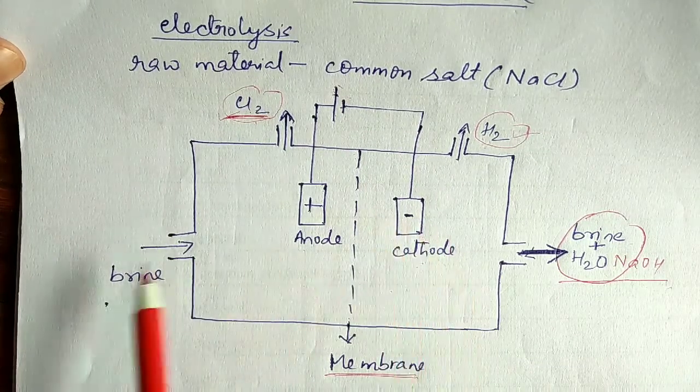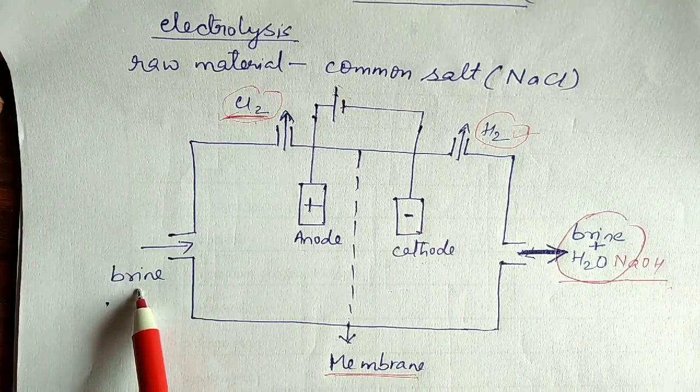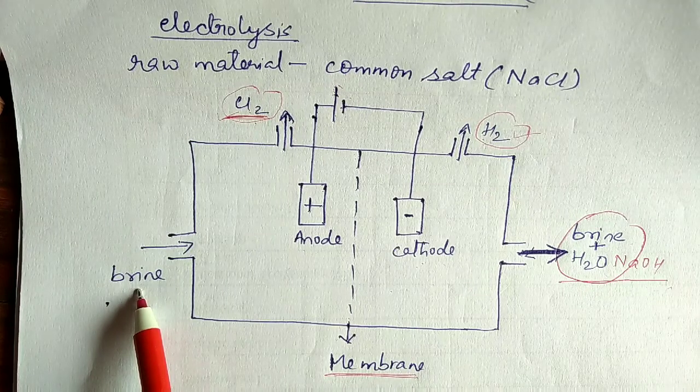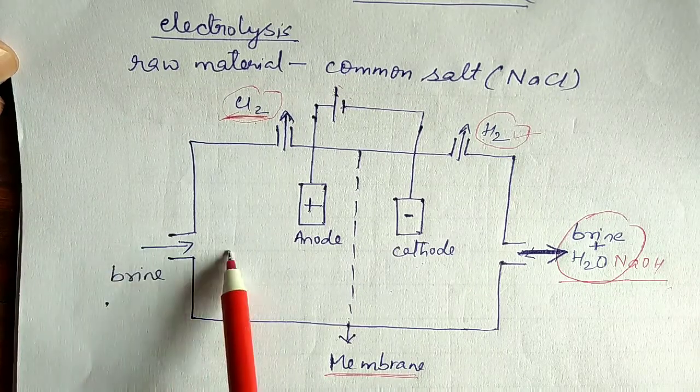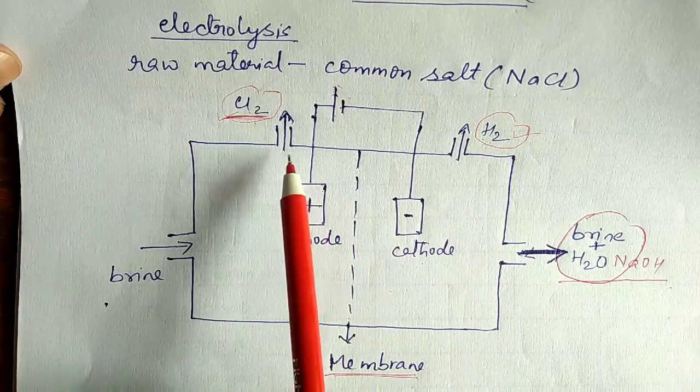You can see that there is one inlet for brine. What is brine? Brine is aqueous solution of NaCl. Common salt aqueous solution is known as brine. We have an inlet for brine. Then there are three different outlets for the three products which are formed.